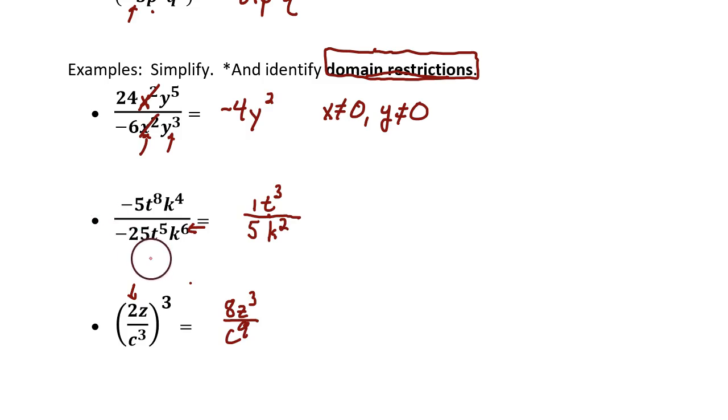In the next example, what variables are in the denominator? t and k. So the restriction is that t cannot be 0 and k cannot be 0. In the last one, what variable's in the denominator? So what's the restriction? c cannot be 0.